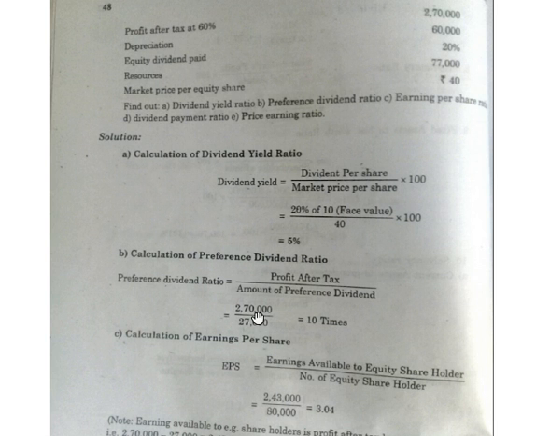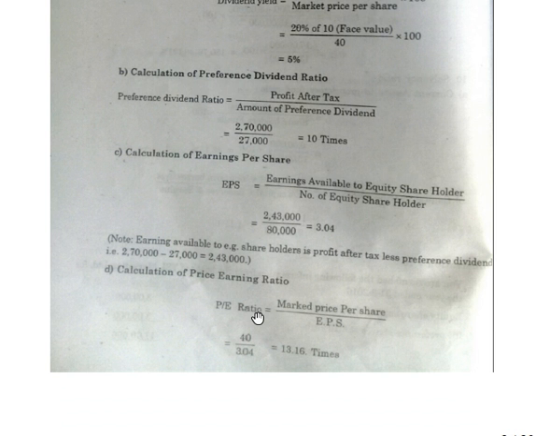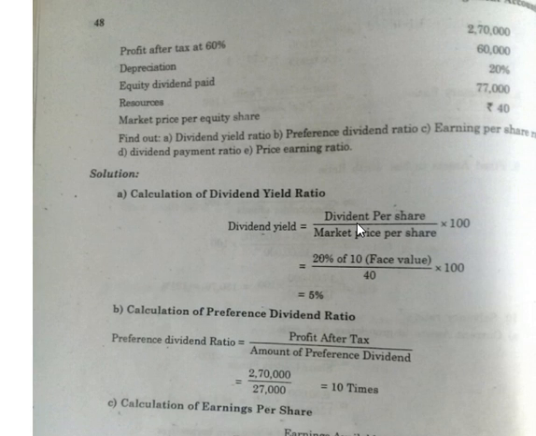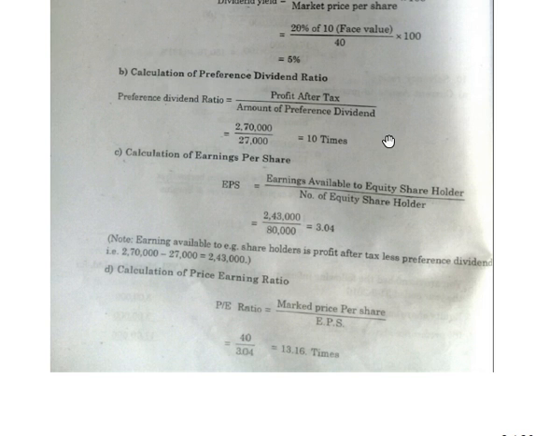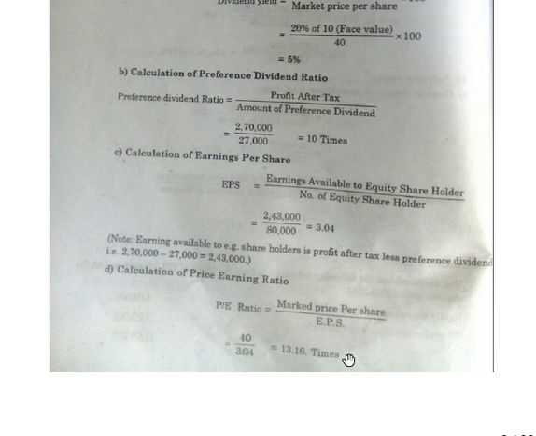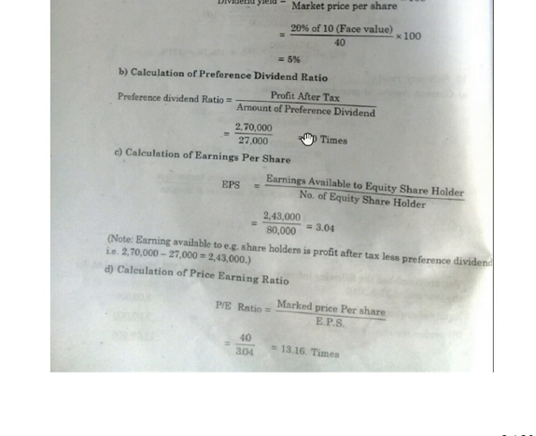Next is calculation of preference dividend ratio. Preference dividend ratio is profit after tax divided by amount of preference dividend. So profit after tax, which they have given in the question to be 2,70,000, divided by amount of preference dividend, which is 27,000. So how did you get this 27,000? 3 lakhs is your preference shares into 9%, which is 27,000. So 2,70,000 divided by 27,000, which is 10 times.